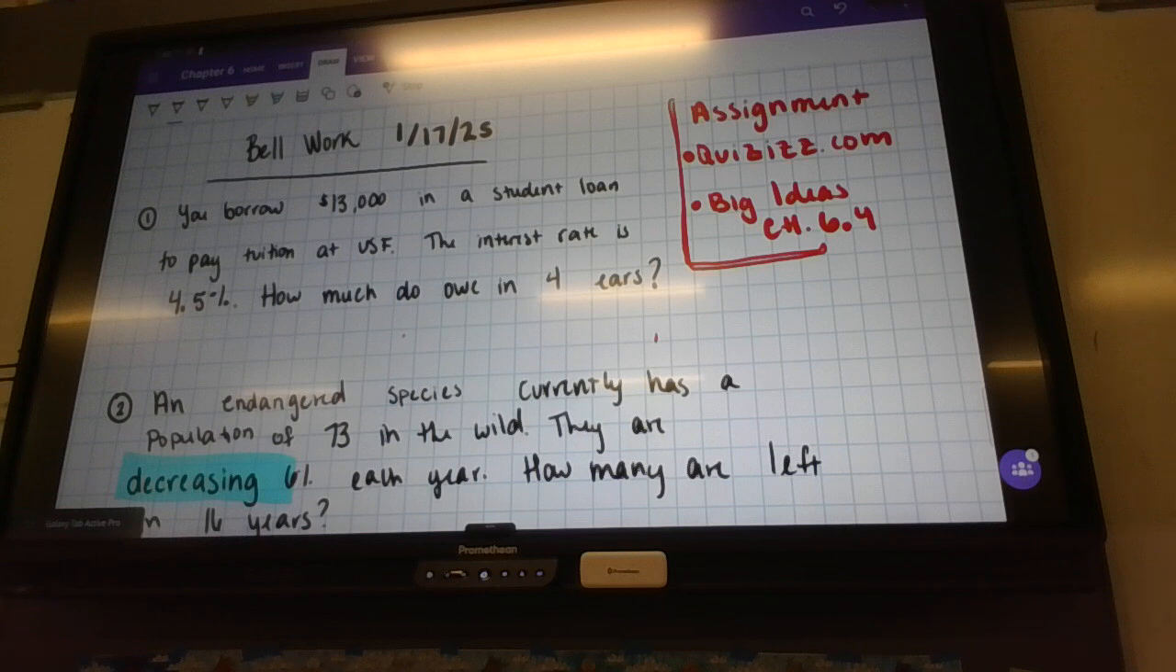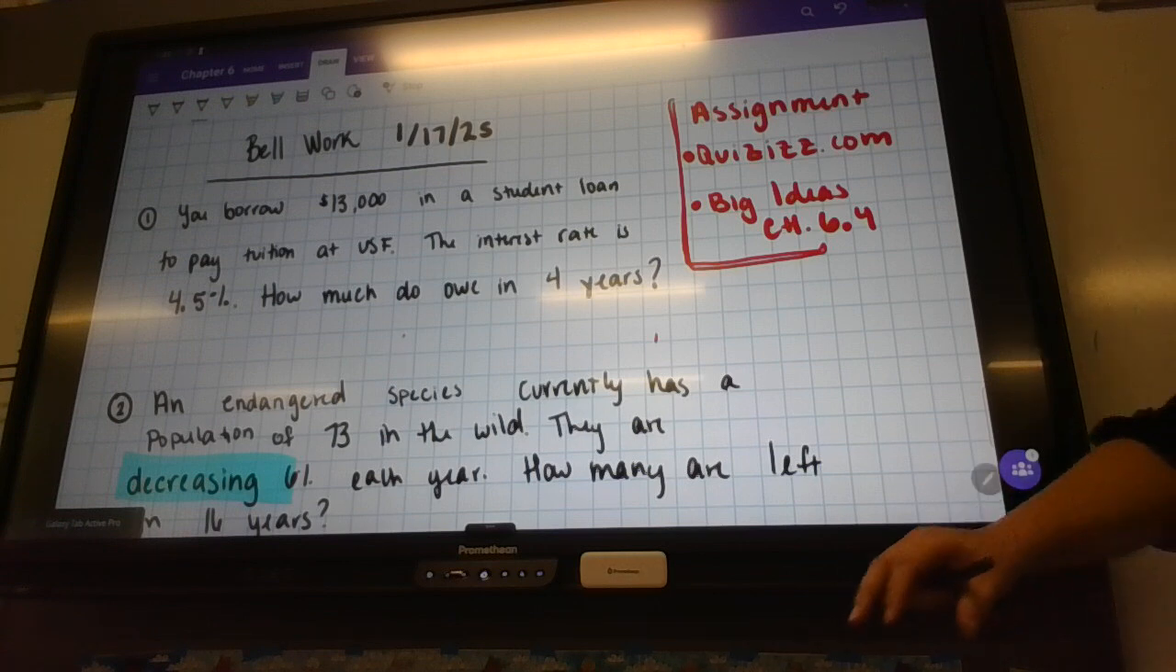We're going to focus on these word problems. So, Gabe, is your question about this problem? All right, let me read it out loud, and then I'll take questions. You borrow $13,000 in a student loan to pay tuition at USF. The interest rate is 4.5%. How much do you owe in 4 years?